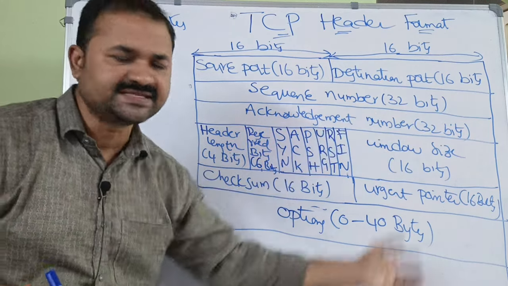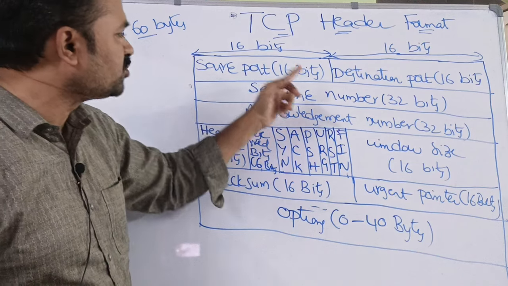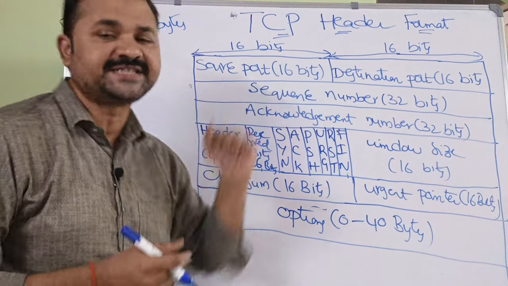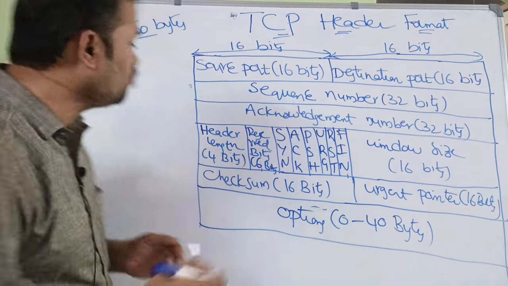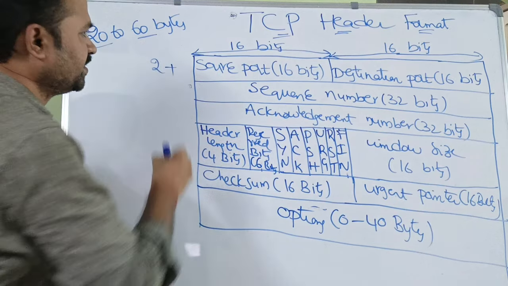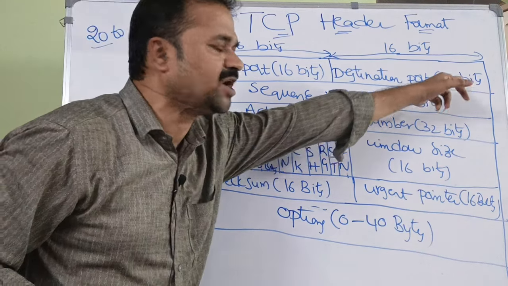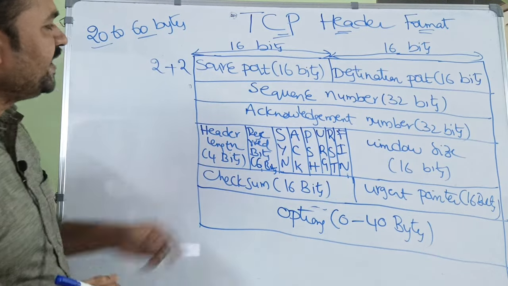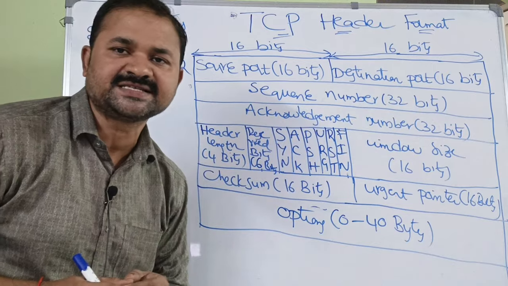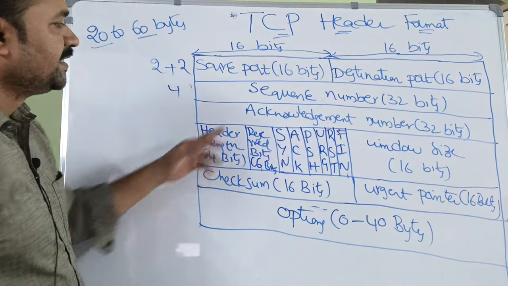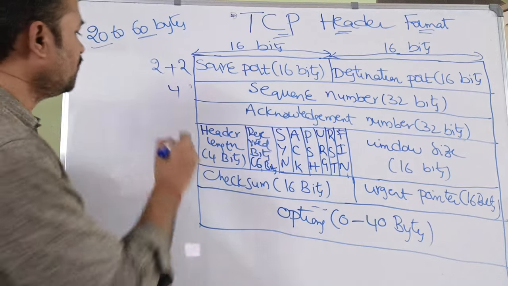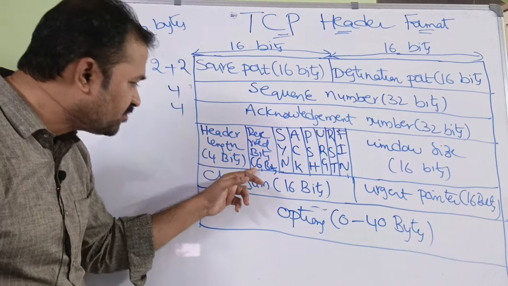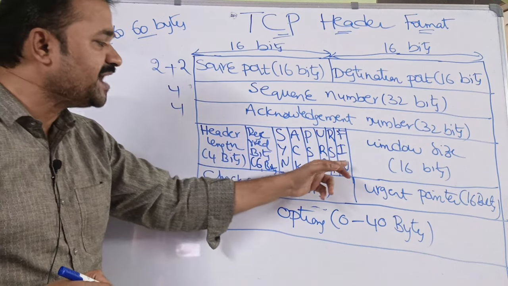If we observe the fields, first field is source port address, which is of size 16 bits. 16 bits means 2 bytes. Next, destination port address is also of size 16 bits. So that is nothing but 2 bytes. Next, sequence number size is 4 bytes. Next, acknowledgement number size is 4 bytes. Next, header length size 4 bits. Reserved bits 6 bits. And totally we have 6 flags.